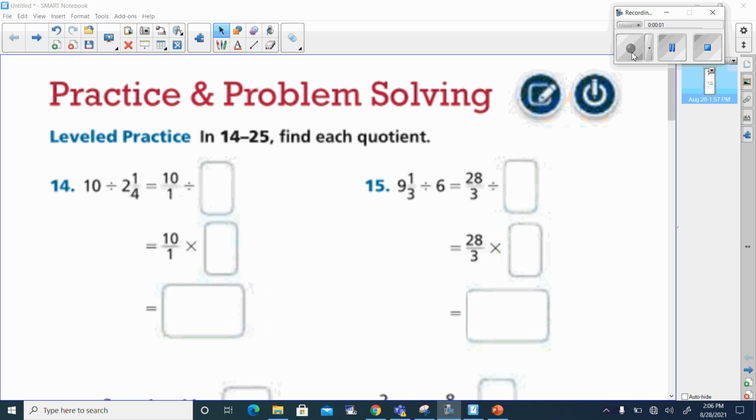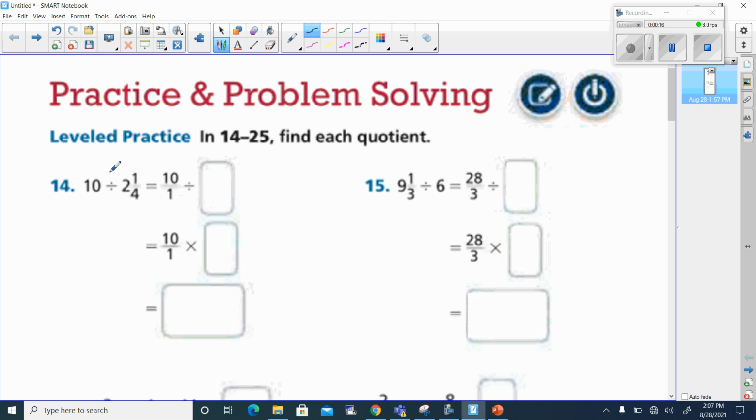We're going to be doing lesson 1-6, dividing mixed numbers. So I'm going to do all the even ones. You got all the odd ones. Let's begin. First one starts off with 10 divided by 2 and 1/4 equals 10 over 1.